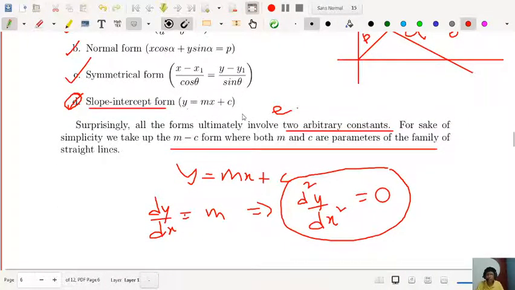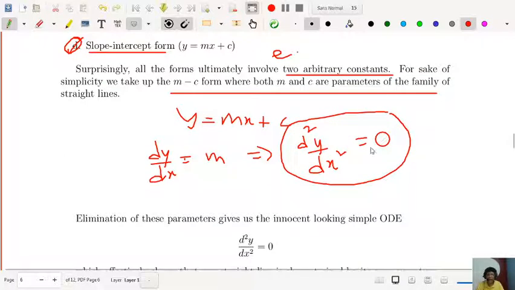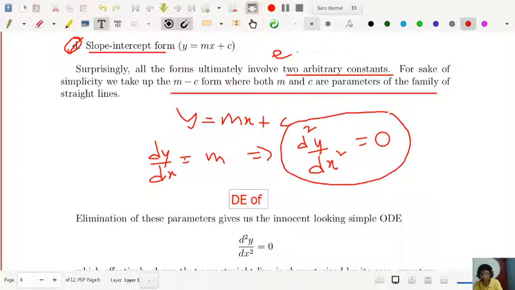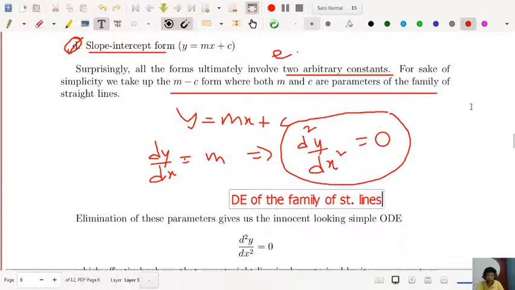So this represents the family of straight lines. And what about this? This represents the differential equation of the family of straight lines. Let me write that: differential equation of the family of straight lines. Okay. So this represents the differential equation of the family of straight lines.